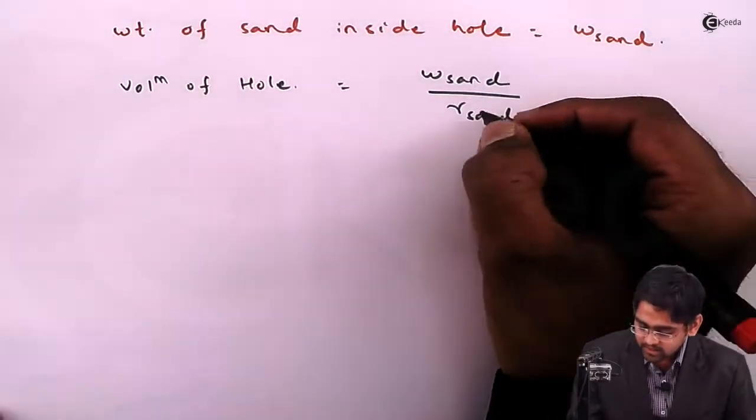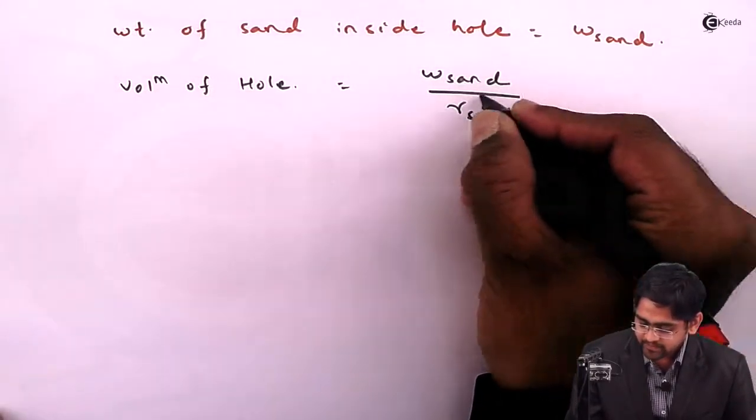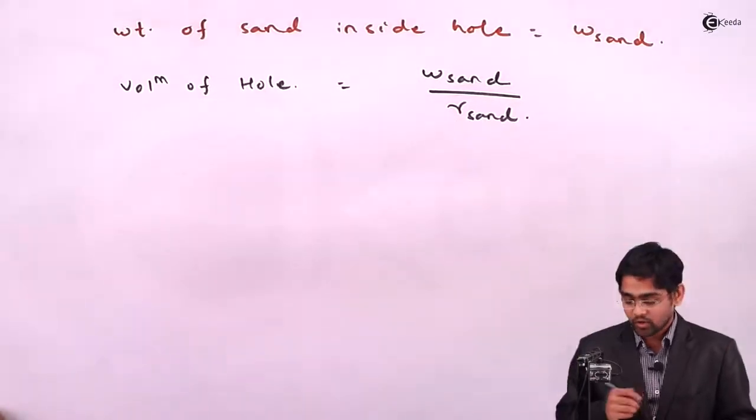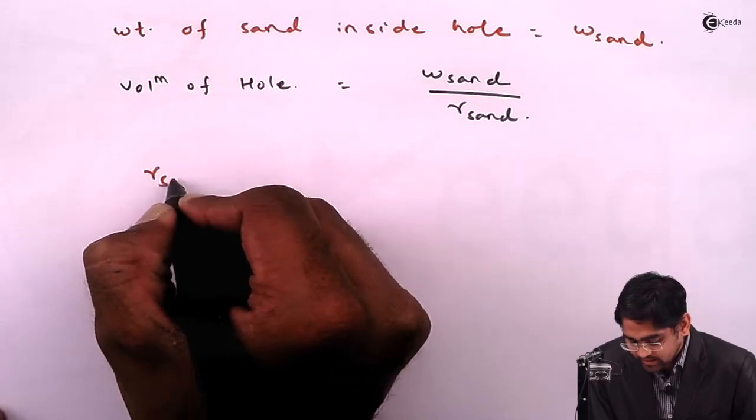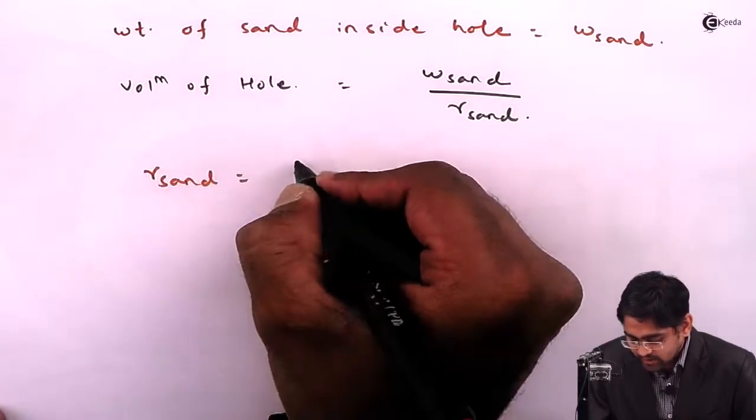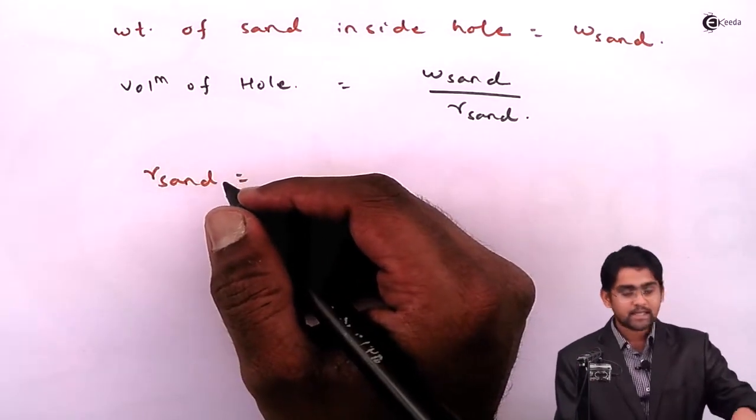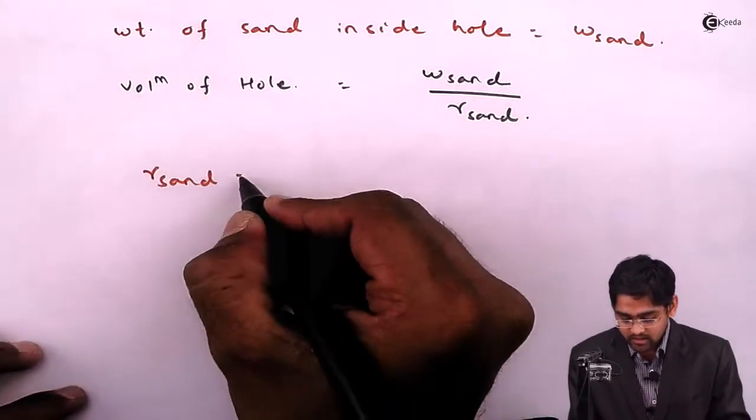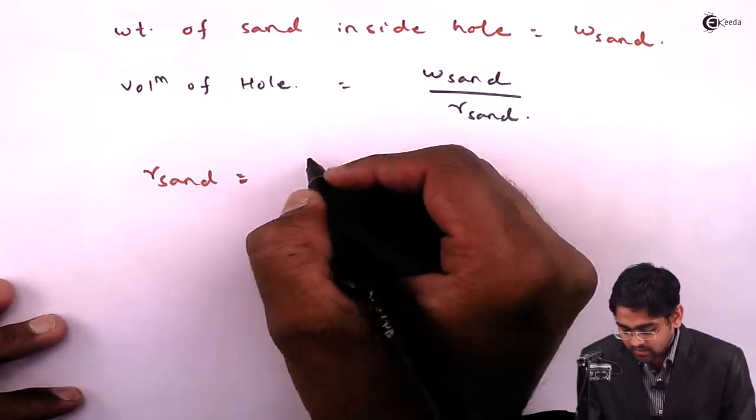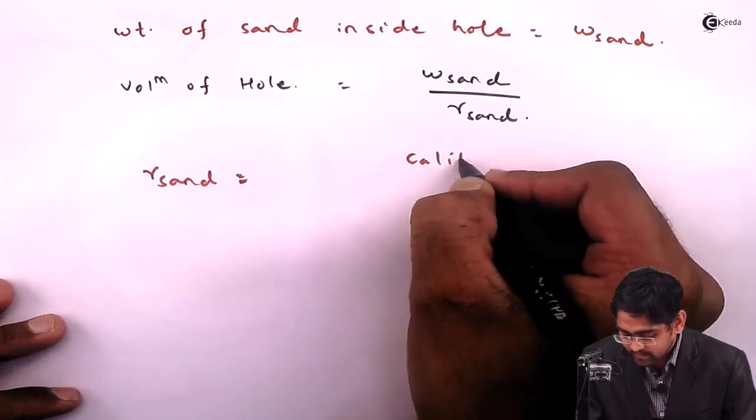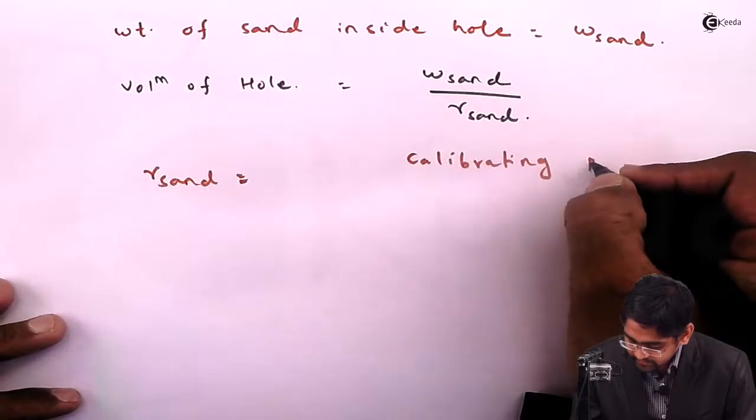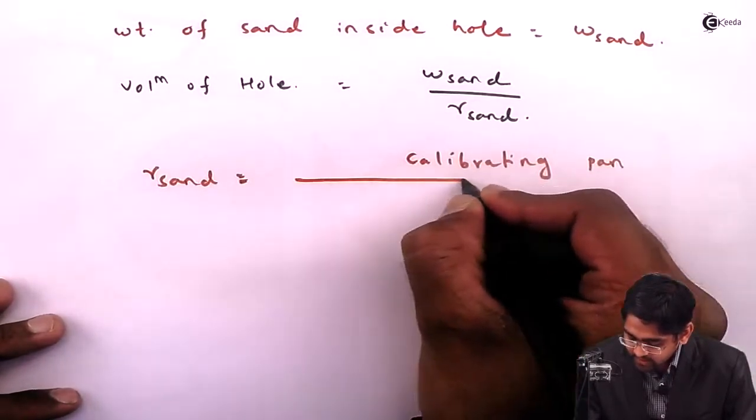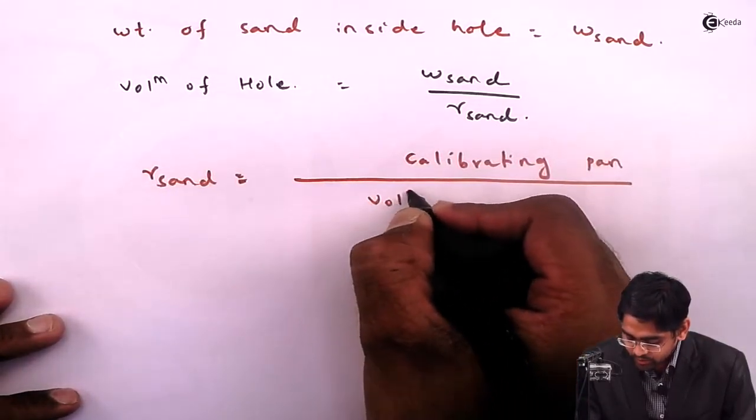But this density of sand varies with the compactive effort, right? So therefore, in order to determine the density of sand, you will need to place this whole assembly inside a calibrating pan where the weight and volume of that calibrating pan are accurately known to you.